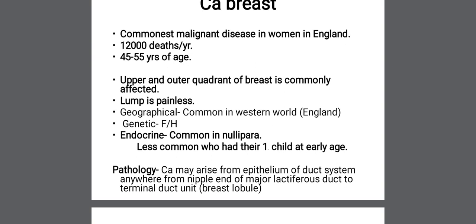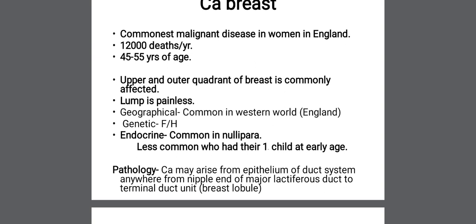So this is the introductory part of CA breast, which is the most common malignant disease in women. The age group that is affected is 45 to 55 years of age. This disease commences mostly in the upper and outer quadrant of the breast, but any part of the breast can be affected. The lump that is present is painless.